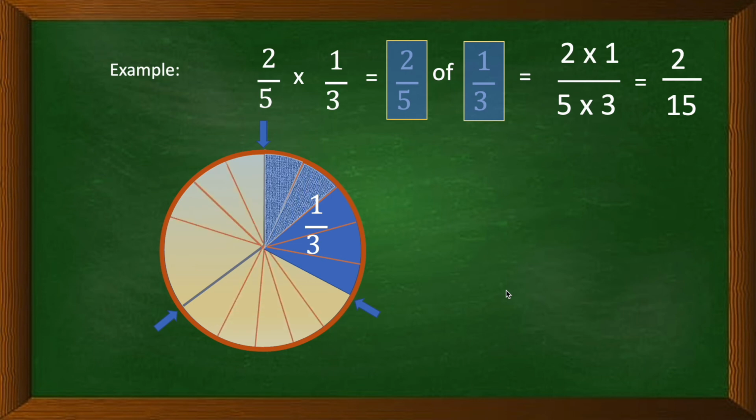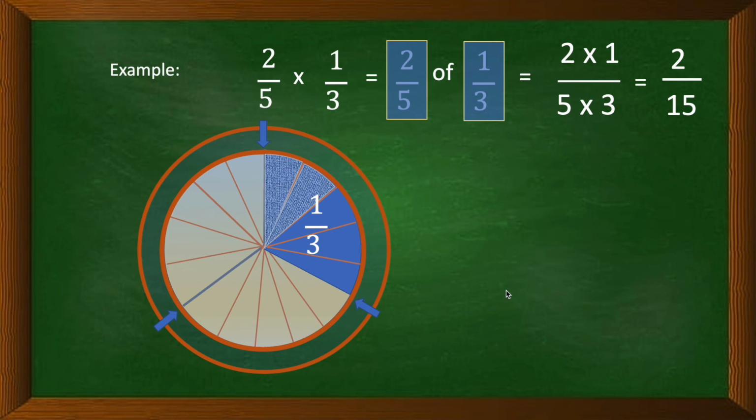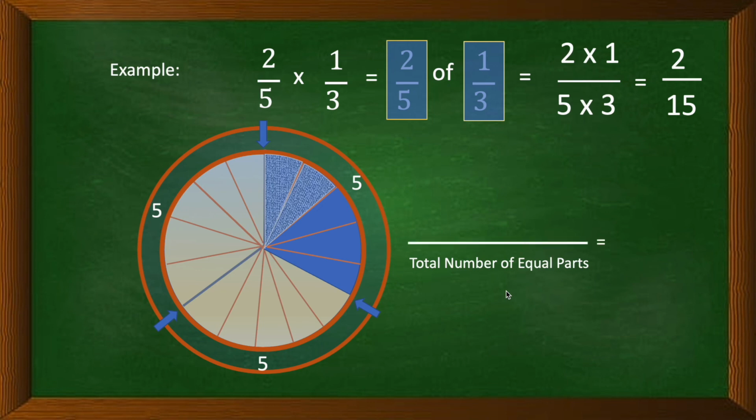Now to find the fraction that represents 2/5 of 1/3, we have to cut the whole circle into equal parts. So each third is cut into 5 equal parts. Now we have 5 equal parts in every third of the circle. To find the fraction that is shaded, we find the total number of equal parts, which is equal to 5 plus 5 plus 5.